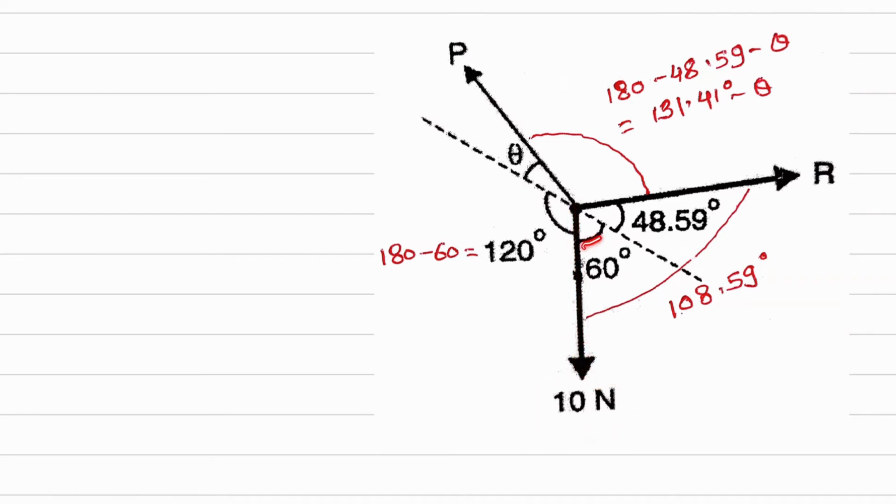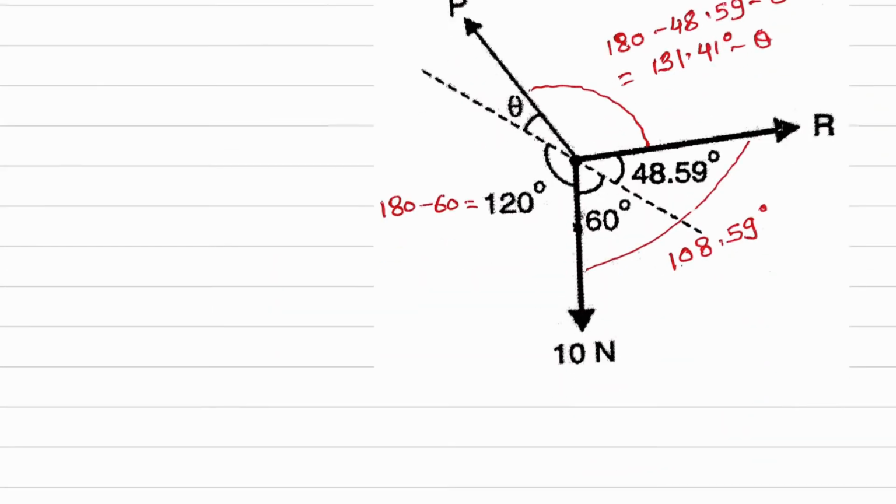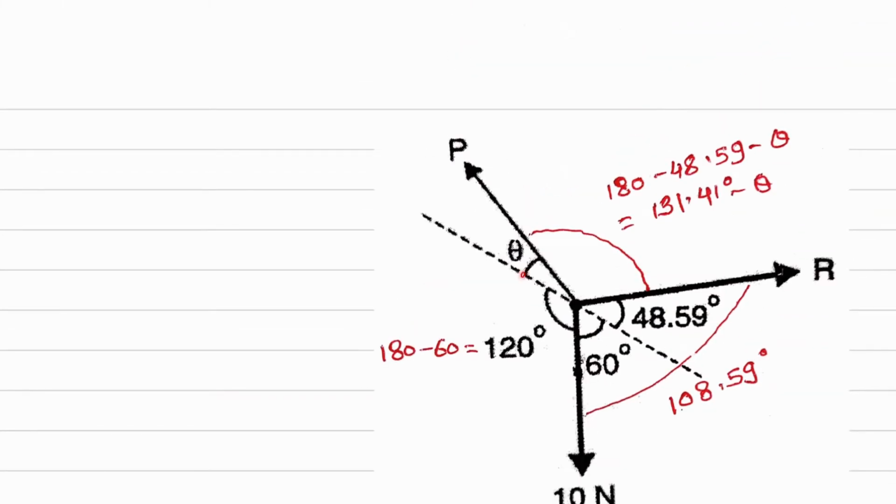Okay, now this angle, this is 60 degree. Okay, you can see the diagram, this is 60 degree. So that I have written, and this we are considering as theta. Now this total angle is 180. So what will be this angle? This angle will be 180 minus 48.59 minus theta. So 131.41 minus theta. Okay, next, if you consider this total is 180 degree, and this angle we know is 60, so 180 minus 60, this will be 120 degree. Okay, so we have found out all the angles.